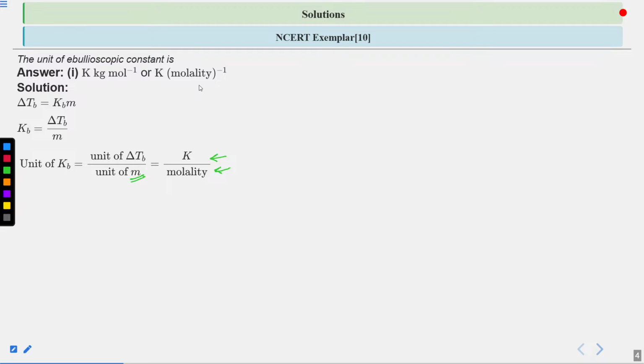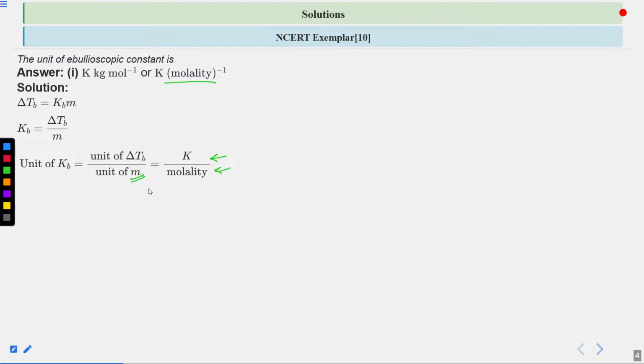Because in the options you can clearly see that the unit is also given in terms of molality. Like simply they write molality, so you can also write molality. So it will be Kelvin molality inverse, right? Molality will go in the numerator and it will become Kelvin molality whole power minus 1.